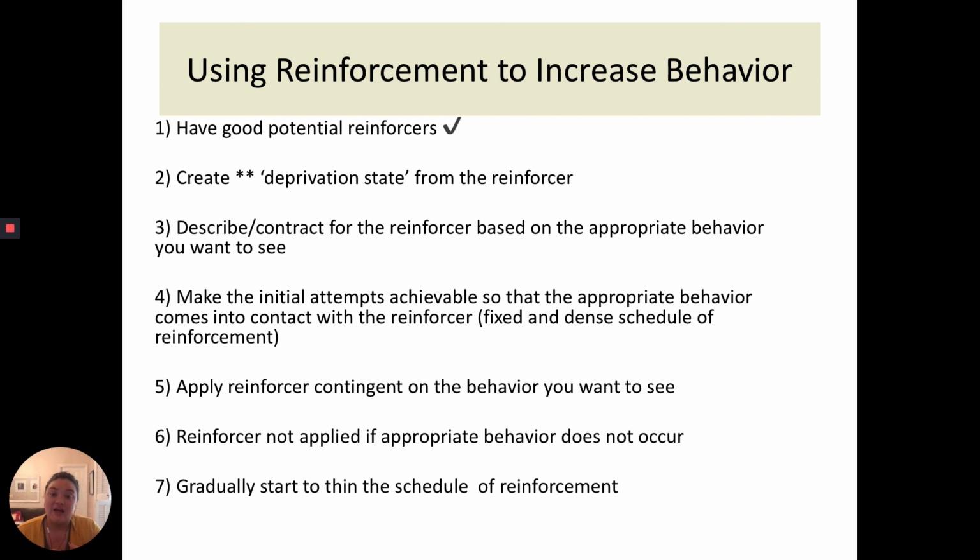You want to make sure you're only applying the reinforcer when you see that target behavior. So the reinforcer is delivered contingently upon seeing that behavior, and you're not applying it if the appropriate behavior does not occur. They only get access to the reinforcer when the target behavior occurs. And then, of course, we want to avoid satiation and move towards the natural schedule of reinforcement. So that's that process of thinning from a dense schedule to a sparse schedule.